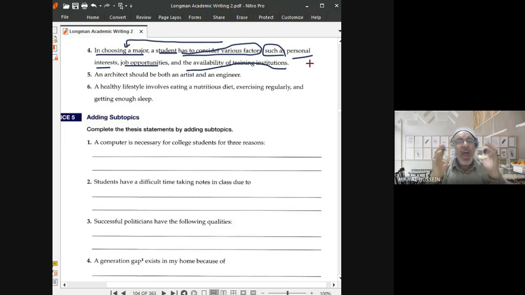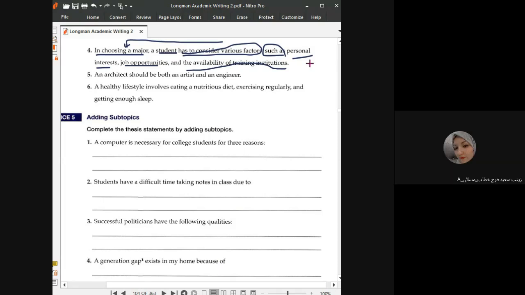Points number 5 and 6 are different from the previous ones. They have a little bit different construction. Point number 5. Who will answer point number 5? Zainab Saeed. The topic is unachieved, and should be. I think it is the opinion because of the lack, advice should be.